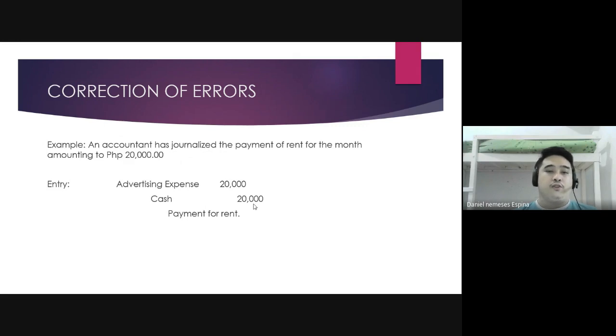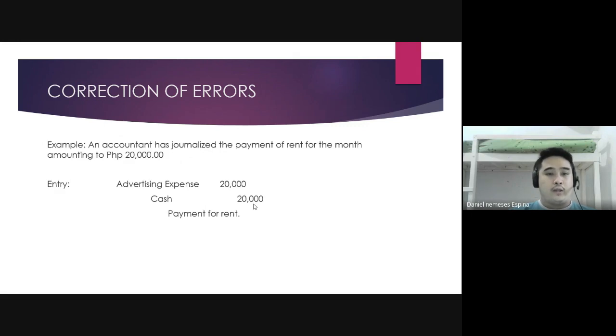So for us to escape the erasing or the alteration, we do the correction of errors or the correcting entries. So for example, you have a transaction. An accountant has journalized the payment for the rent. Okay, so take note, you paid for the rent. So 'di ba dapat ang imong entry is rent expense, then credit ka og cash. However, ang entry niya is inani: debit ka advertising expense, credit cash. So the debit is wrong, 'di ba?